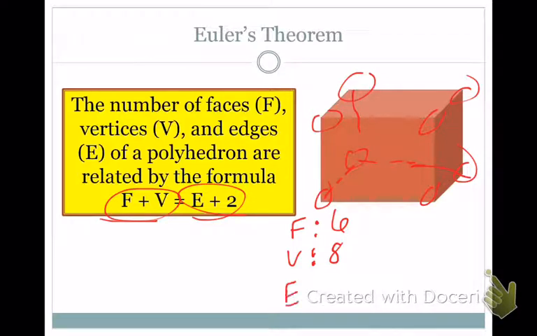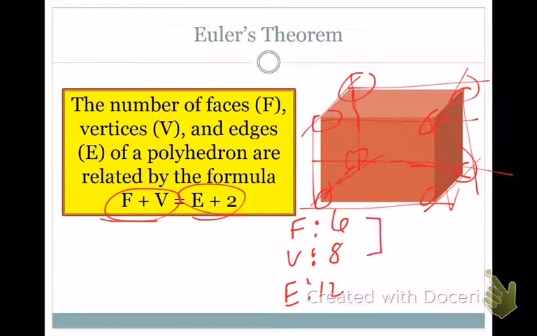And then the number of edges is going to be 1, 2, 3, 4, 5, 6, 7, 8, 9, 10, 11, 12. 12. And if you add 6 plus 8, it is going to be 2 more than 12. Okay, so Euler's theorem is going to always hold up. And that's your way of checking to make sure that you found all the faces, vertices, and edges. Okay, sometimes it can be tough to pick them all out.